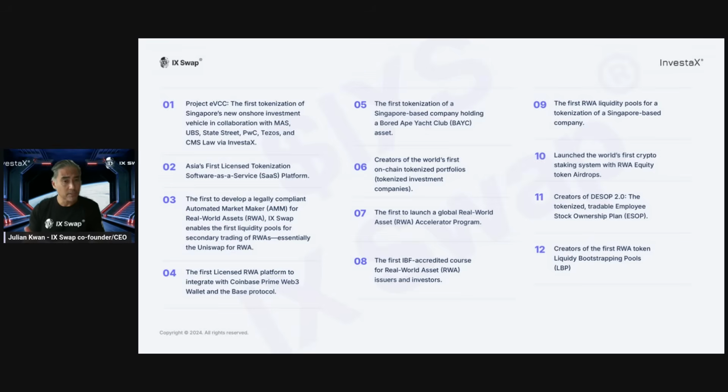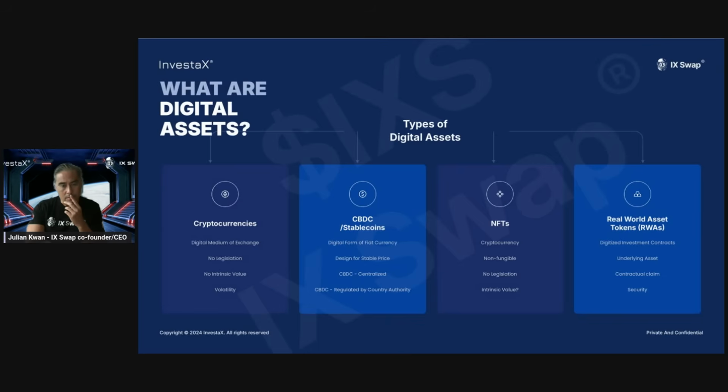Tokenizing our ESOPs, the first tokenization of the Singapore fund vehicle, the VCC. We created the first real-world asset equity token liquidity bootstrapping pools, the first automatic market maker DEX swap for secondary trading of real-world asset equity tokens, and a bunch of other really exciting things that are coming out. So let's just do a quick overview.